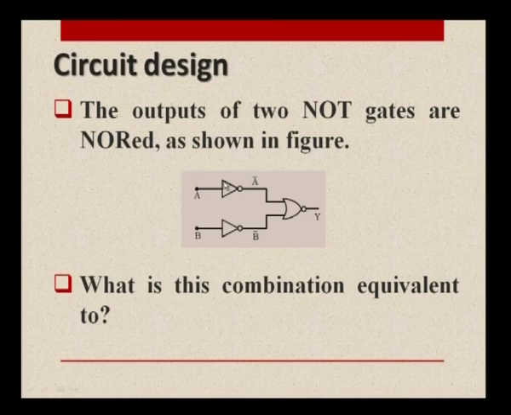Have a look at the diagram first. There are 2 inputs A and B. They are complemented using NOT gates. So, A bar, B bar, we have the output. What is this combination equivalent to? That is what is asked in this problem.